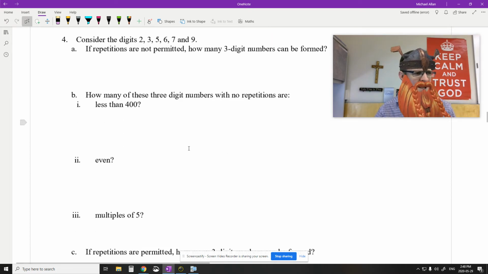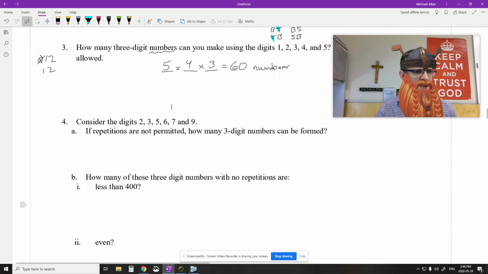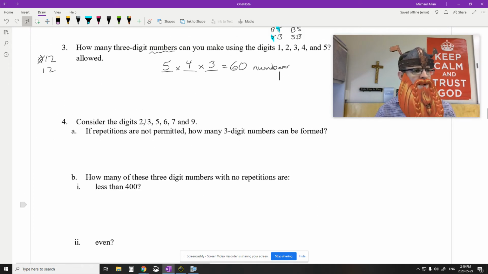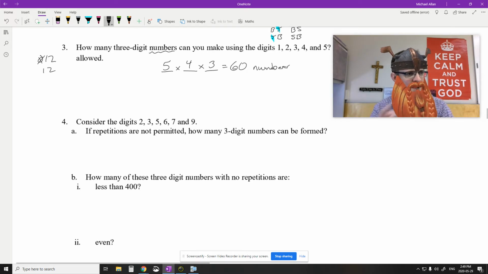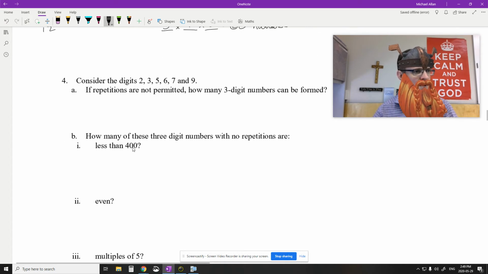Let's do it again. This time, we're going to put some restrictions on here, a little bit more than just not being allowed to repeat. So let's consider the numbers 2, 3, 5, 6, 7, and 9. That's 6 numbers. How many 3-digit numbers can be formed? Okay, that's exactly the same as the previous one, right? Repetition is not allowed.